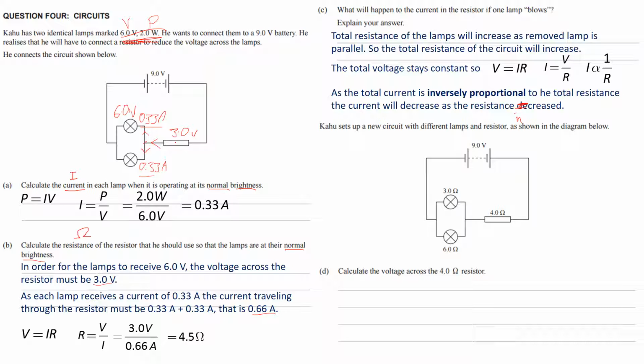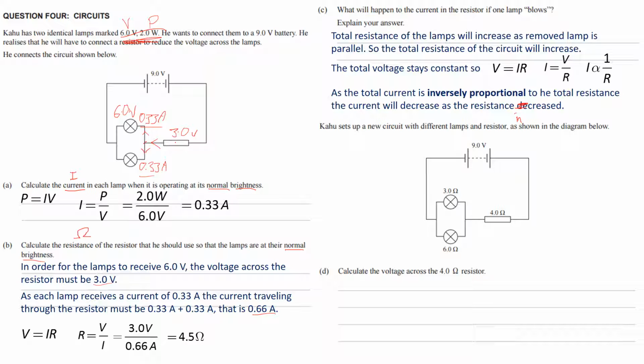Calculate the voltage across a 4 ohm resistor. So this calculation problem is a bit more involved than our previous one, and this is our excellence question, or excellence part to this question 4. So if I want to find the voltage across 4, then I'm going to need to know the current going through 4.